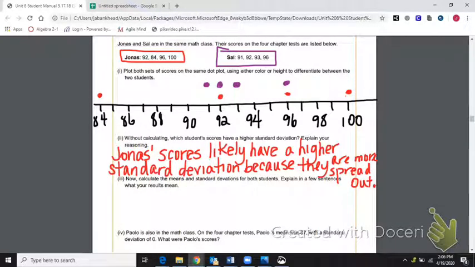The next thing we're going to do is actually calculate the means and the standard deviations for both students. While we could do these things by hand, we are going to use our technology to calculate them. I'm going to create a Google Sheet, which you can also do along with me to make sure you get the same answers. And we're going to find the mean of both Jonas's and Sal's test scores, as well as the standard deviation of each. And so you can do this also in Excel. You can do this using a graphing calculator, but we're going to use a Google Sheet.